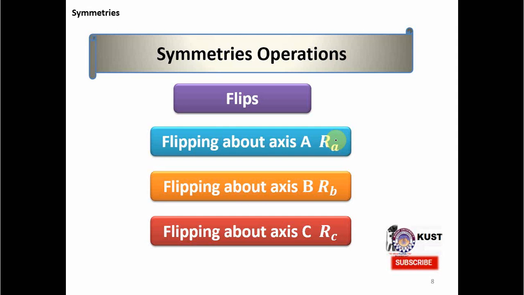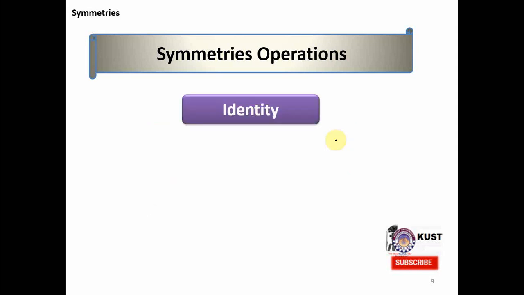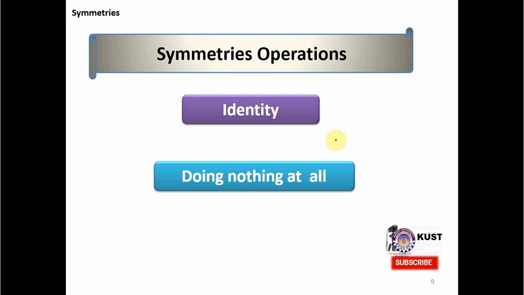And there is another one, which looks trivial but is an important one, and that is identity. What if we do nothing? It is also a symmetry operation if we do nothing. Doing nothing is a symmetry operation, and it does not change the shape of the equilateral triangle. Although it seems trivial, it is required in the construction of the group structure for these symmetry operations, which we are moving towards now.